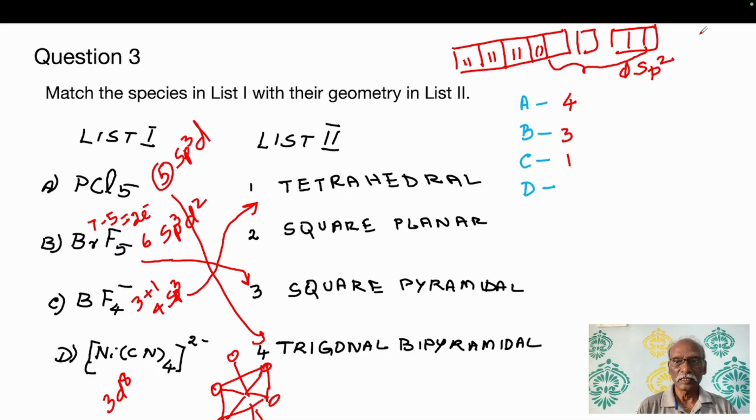Here, this type of hybridization is due to the powerful ligand CN minus, which pushes the electrons to pair up, resulting in the formation of square planar. Square planar is true. So this is how we are matching the compounds with their respective geometry using the hybridization concept.